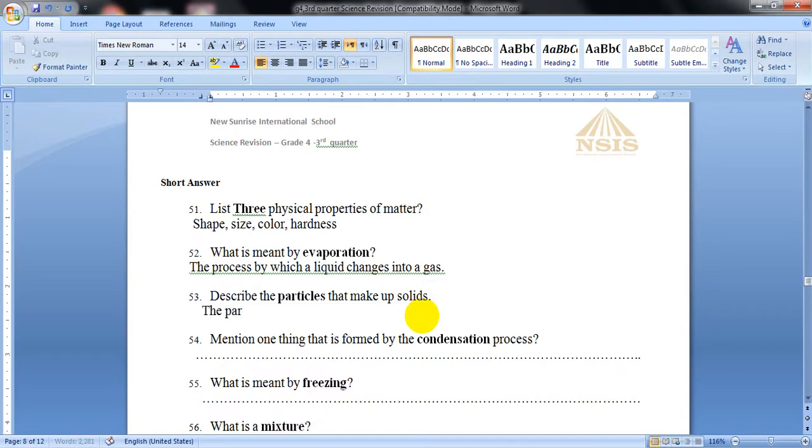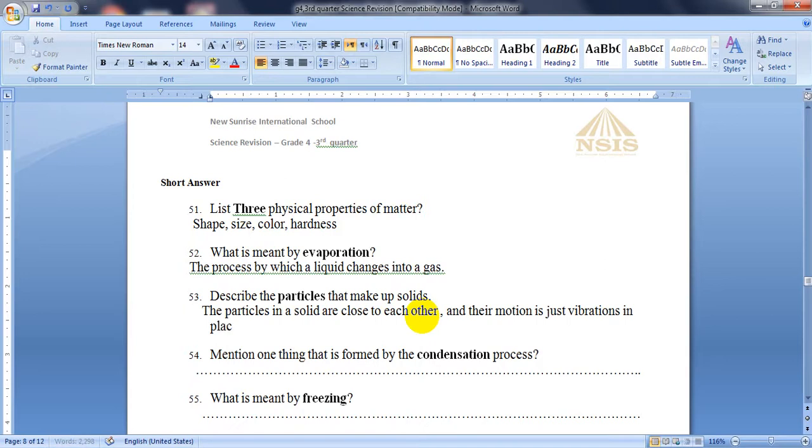The particles in a solid are close to each other and their motion is just vibrations in place.